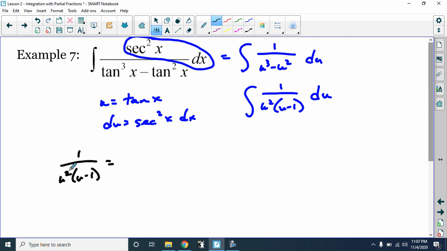Notice I've got u squared. So I'm going to write a over u squared plus b over u, and then c over u minus 1. And you could go and find a, b, and c. I don't think we need to practice that a whole lot more. If you are having questions about how to do it from there, let me know and we can talk.